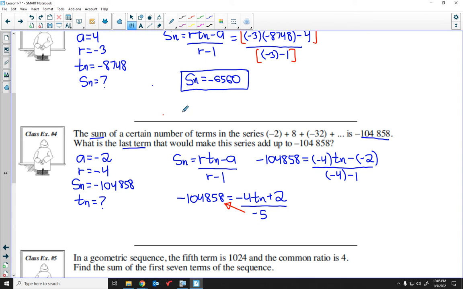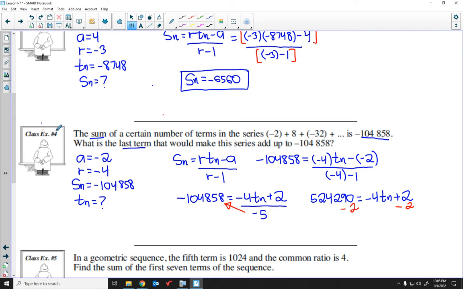Okay, so if you multiply this, negative 104,858 times negative 5 would be 524,290. And this would be equal to negative 4 t of n plus 2. So now we just have a linear equation we need to solve. So to solve this, you need to do the reverse order of operations. I'm going to deal with this addition term first. Let's subtract that. Minus 2 from both sides.